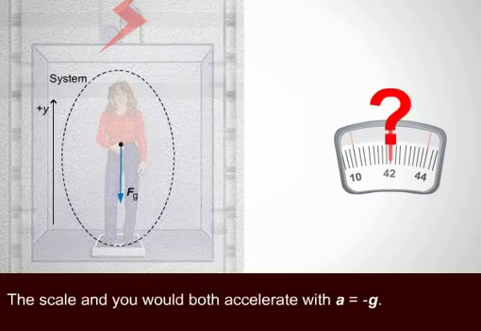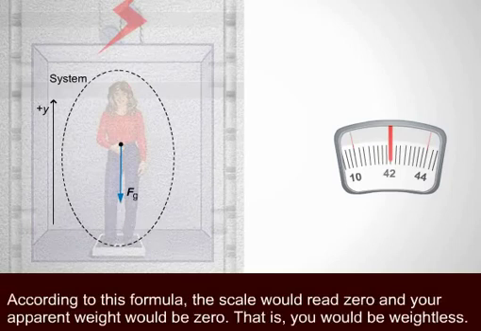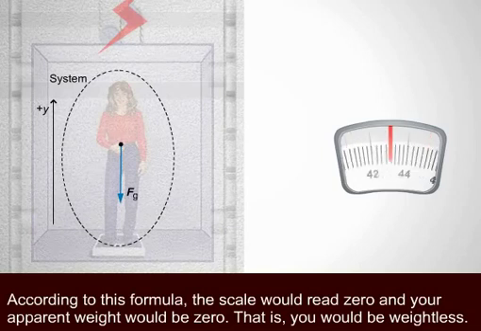The scale and you would both accelerate with a equal to minus g. According to this formula, the scale would read 0, and your apparent weight would be 0. That is, you would be weightless.